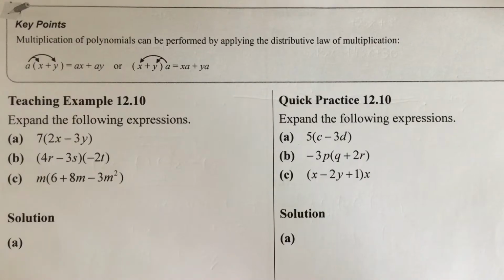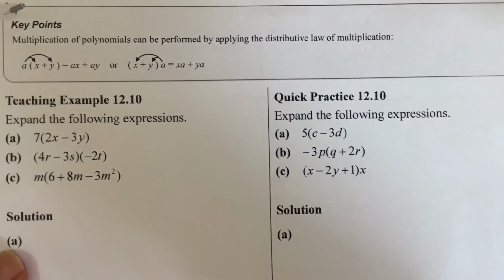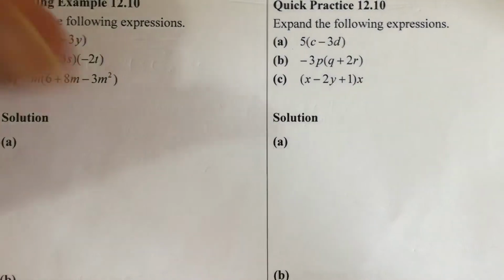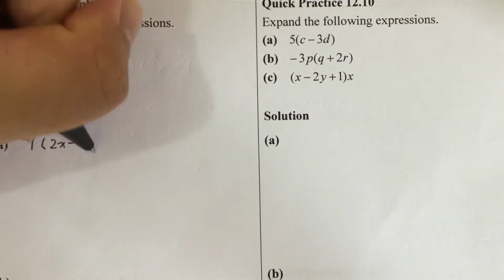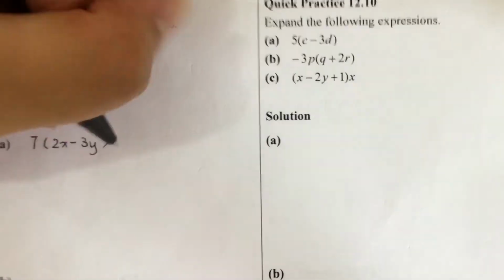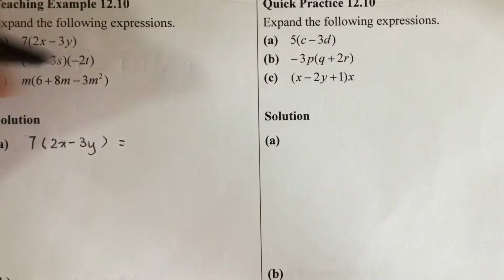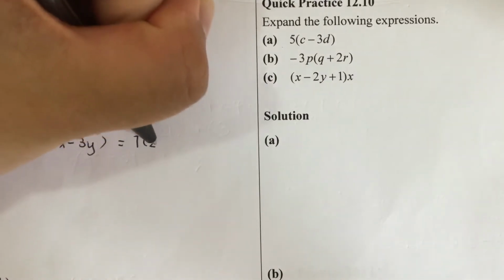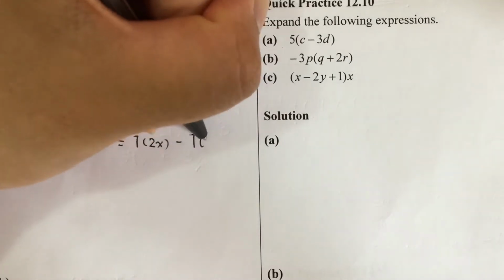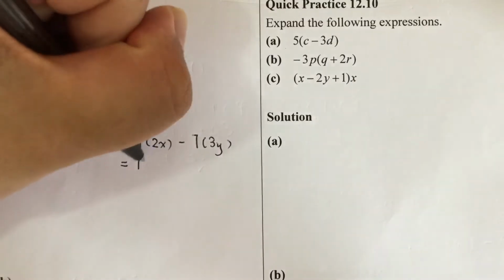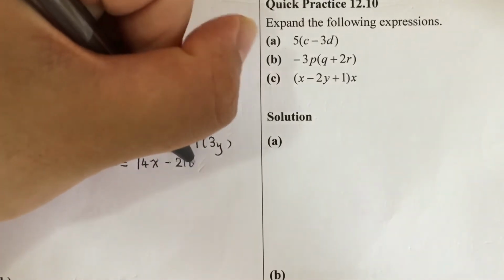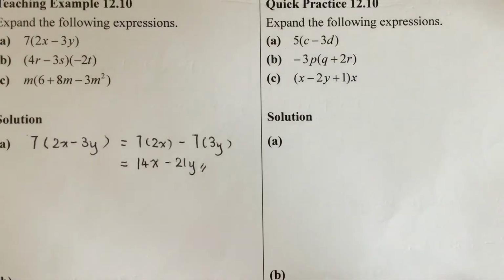Okay, now let's have a teaching example. This is 7 times (2x minus 3y). So we will do it by myself first. Okay, in the last lesson, we have told you that... Okay, let me copy the question. You know that the first step we will use the 7, we share both of them. So we have 7 times 2x minus 7 times 3y. And then we can finish the calculation. So the answer for this one is 14x minus 21y. So we finish part A.